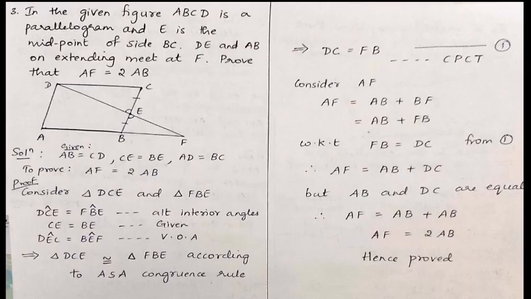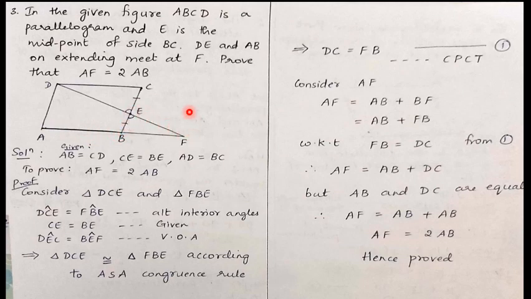Next problem. In the given figure, ABCD is a parallelogram and E is the midpoint of the side BC. So ABCD is a parallelogram according to the question and E is the midpoint of the side BC. What do you mean by the midpoint? It is going to divide this line segment into two equal line segments, that is CE will be equal to BE. DE and AB on extending, that is the DE line segment and AB, when extended, are meeting at the point F.